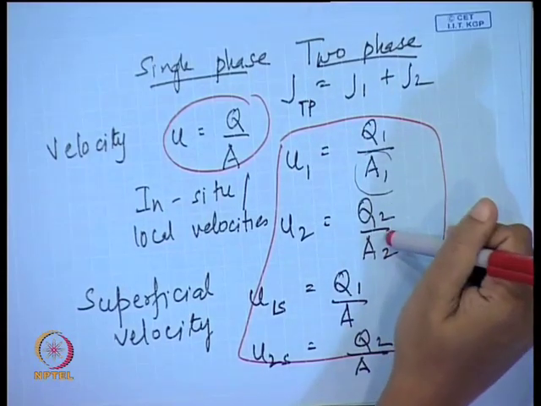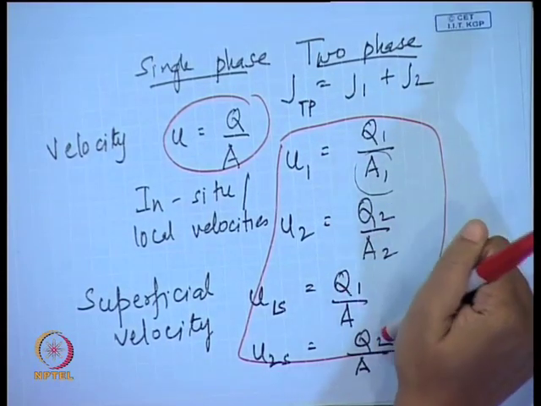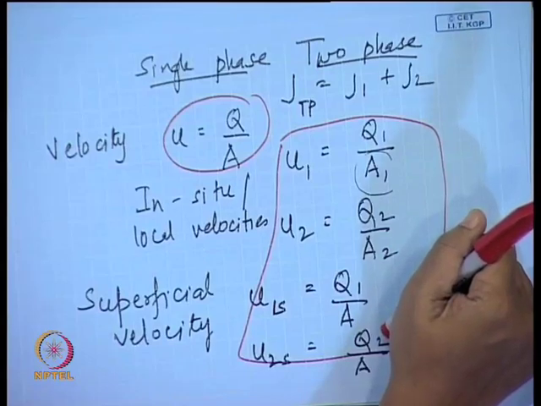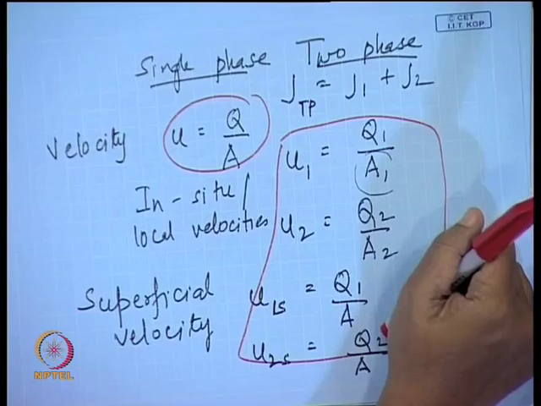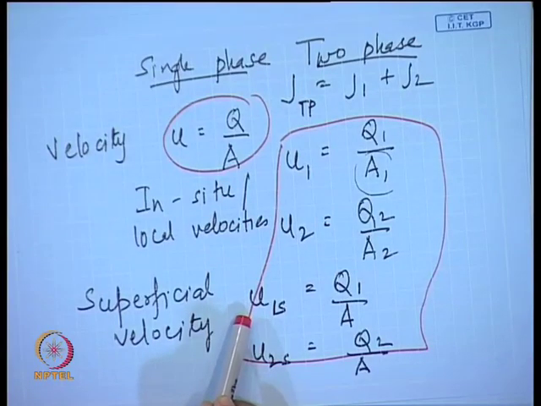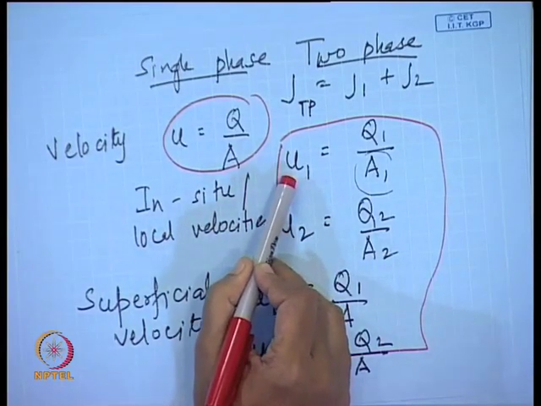We have 2 local velocities for the 2 phases, and we have 2 superficial velocities. We define the superficial velocity as the velocity which the fluid would have had if it flowed alone in the pipe. So, if only phase 1 had flowed alone in the pipe, the velocity it would have had is u1s. But now, with what velocity does it flow? It has the velocity u1. Similarly, if only phase 2 had flowed alone in the pipe, the velocity it would have had is u2s.